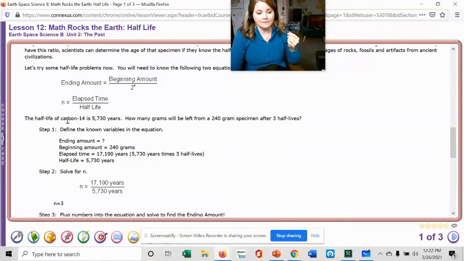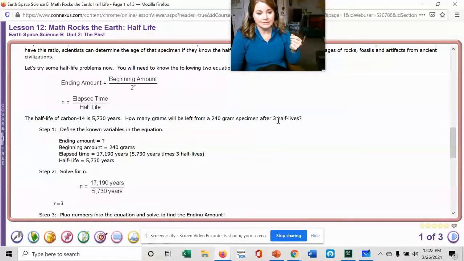So the half-life of carbon-14 is 5,730 years. That's the time it would take for half of the carbon-14 to decay into its daughter, which is called nitrogen-14. So if we start off with 240 grams, how much would we have left after 3 half-lives? So you have 240 grams that you start with, and you have 3 half-lives.